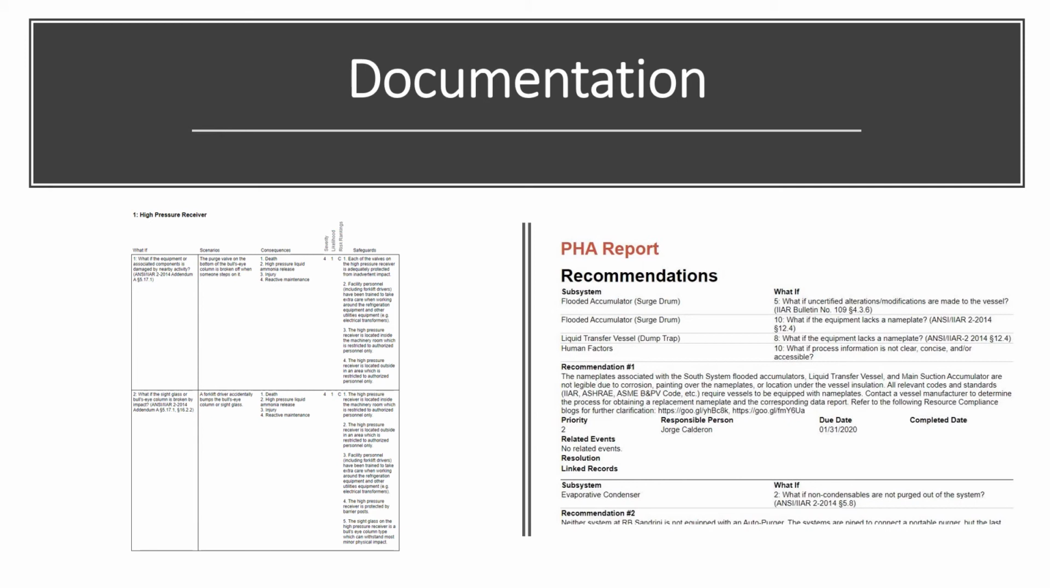Inevitably, the PHA report will contain recommendations that must be tracked to completion. Recommendation due dates will be determined by the PHA team and assigned a responsible person for addressing the finding. According to the CalARP regulation, all recommendations must be completed within 2.5 years of performing the PHA, unless additional time is granted by the CUPA. We recommend completing all recommendations as soon as possible.